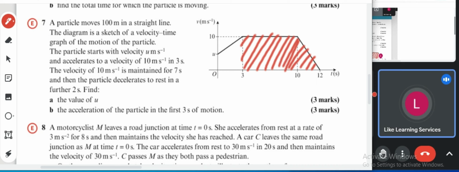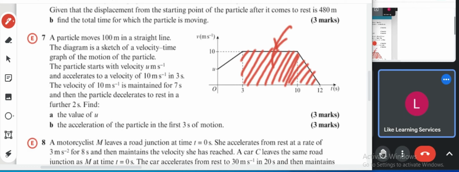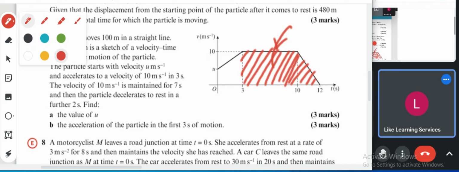This is a trapezium, am I right? 1, 2, 3, 4. Yeah, that's a trapezium. So what's this whole distance? This whole distance. Are you ready?